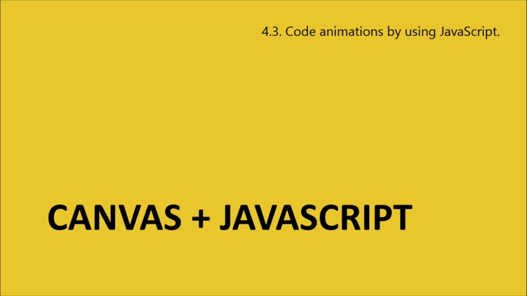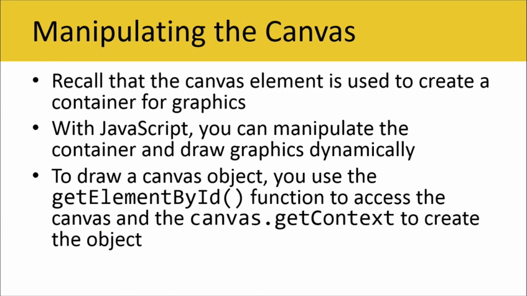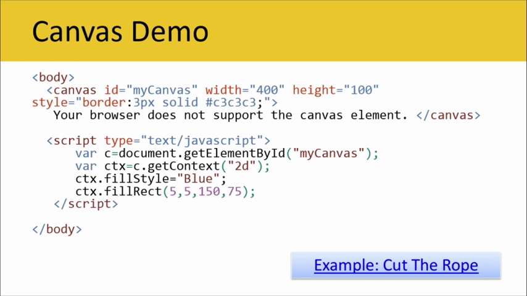All right. Using JavaScript with Canvas. So recall that the canvas element is used to create a container for graphics, right? With JavaScript, you can manipulate that container and draw graphics dynamically. And so we do that with the getElementById method, but we also have to use the canvas.getContext method to create the object itself, right? And so here's an example of how we would do that with Canvas. We'll go to a demo in just a second.